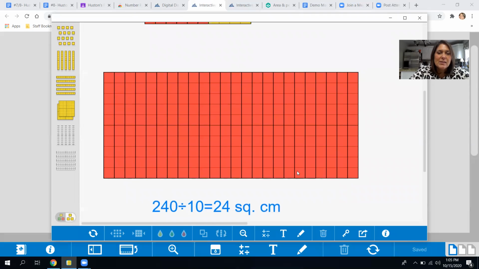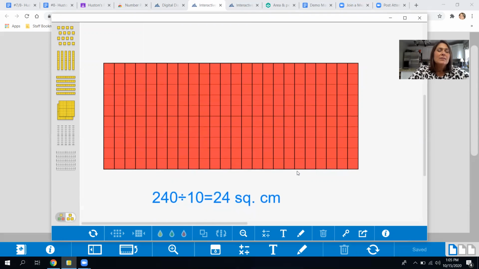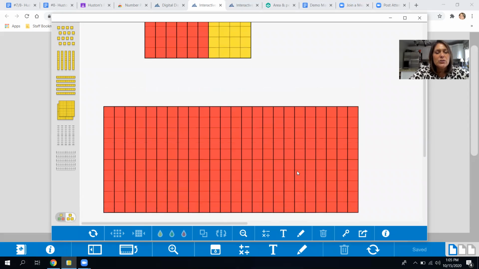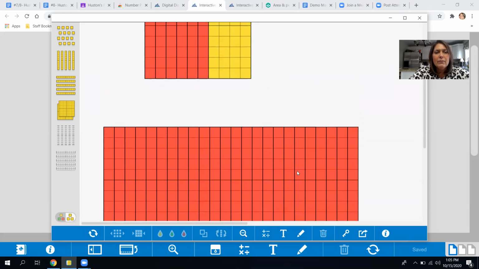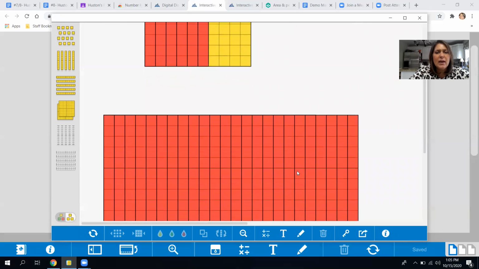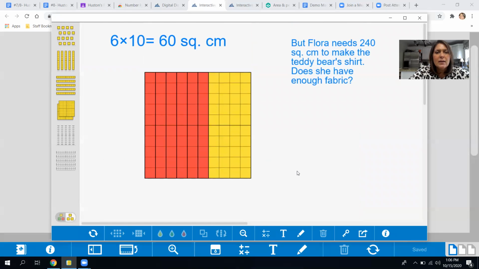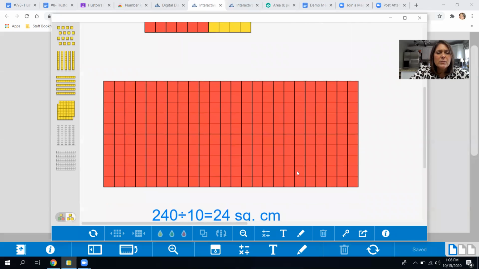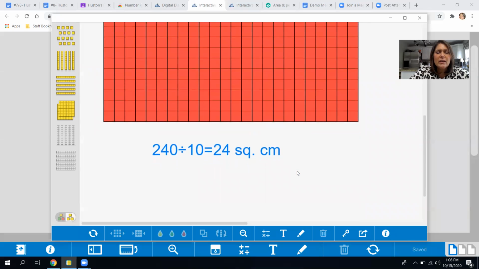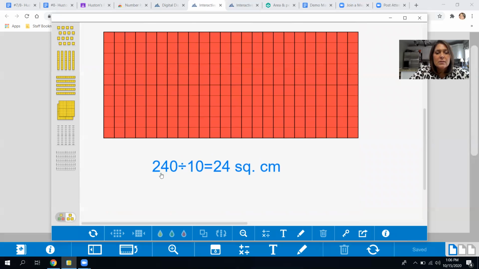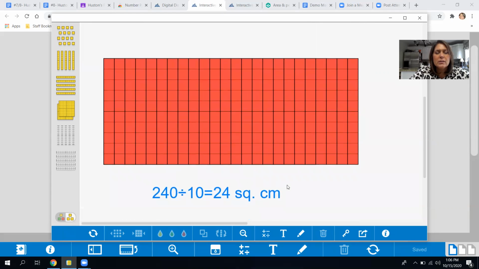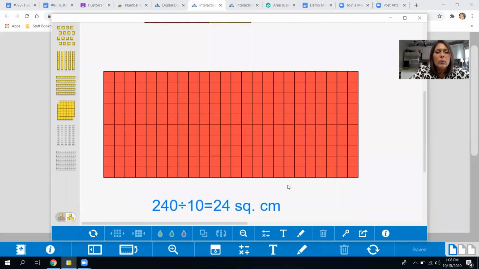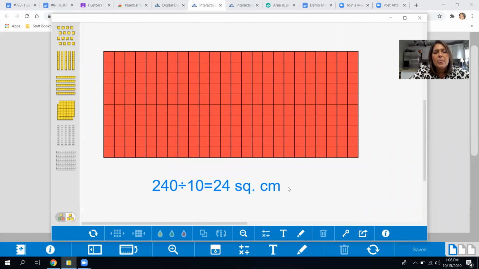Okay, so the magic of Zoom will show you that I have taken several of these base 10 mats and put them together. And there's my hint. If she needs 240 square centimeters, how is she going to figure out what size fabric she needs? What are her dimensions going to be? What will the length be? What will the width be?